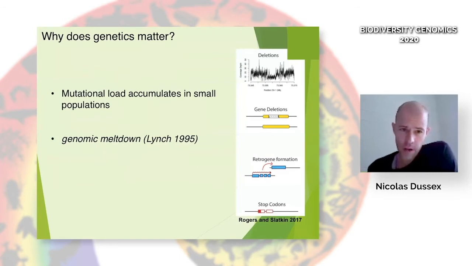The second reason why genetics matters in small populations is that these small populations tend to accumulate mutational load, or the number of harmful or deleterious mutations. This is because drift will overpower purifying selection. So these populations may accumulate gene deletions or point mutations that create stop codons within genes, meaning that fitness will decline in those individuals. This process is referred to as genomic meltdown.